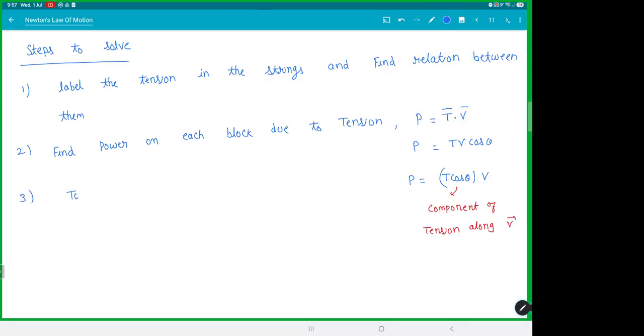Third, the total power is 0. So power on the first block, power on the second block, and so on until power on the nth block is 0. So T1 bar dot V1 bar plus T2 bar dot V2 bar, and so on until Tn bar dot Vn bar is 0. There are certain restrictions on this, but I think we'll see that in the end. First, let's see this thing. This is the tension on the nth block. This is the velocity of the nth block.